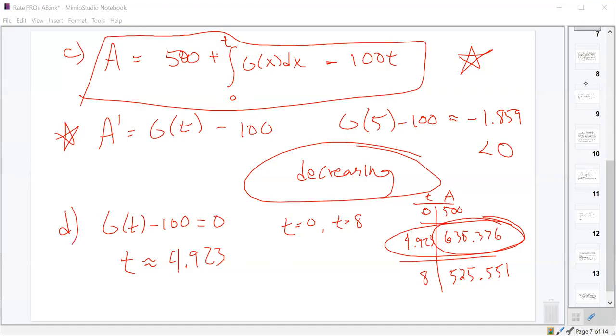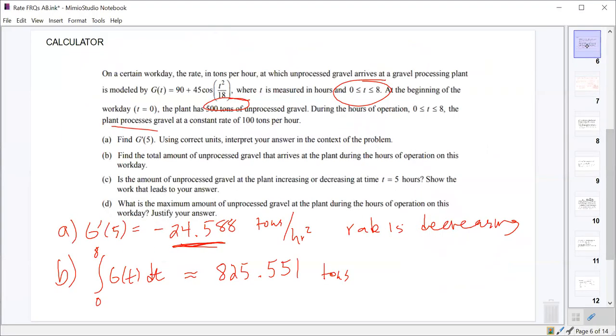The 100t comes from right here. They're processing the gravel at a rate of 100 tons per hour. So 100 times whatever number of hours, 100t. Right, your integral of 100. Any other questions?